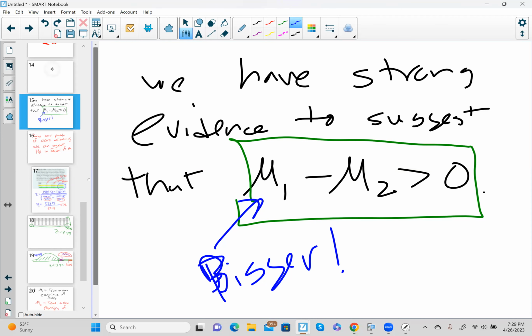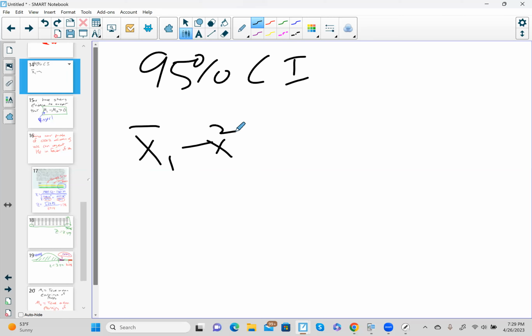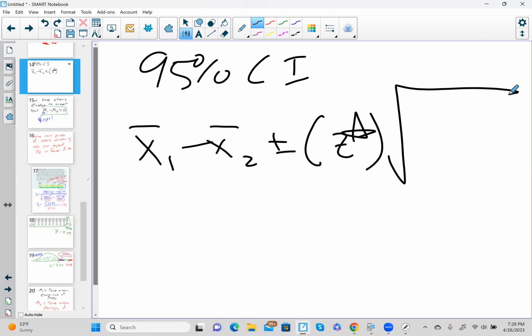Okay. Last thing you could do, you could also find a 95% confidence interval. And if you wanted to do that, it would look like this. X bar 1 minus X bar 2 plus or minus Z star times square root S1 squared over N1 plus S2 squared over N2. So very familiar, right? It's just like the other one. Okay, so we just need to go get all our numbers and plug them in.